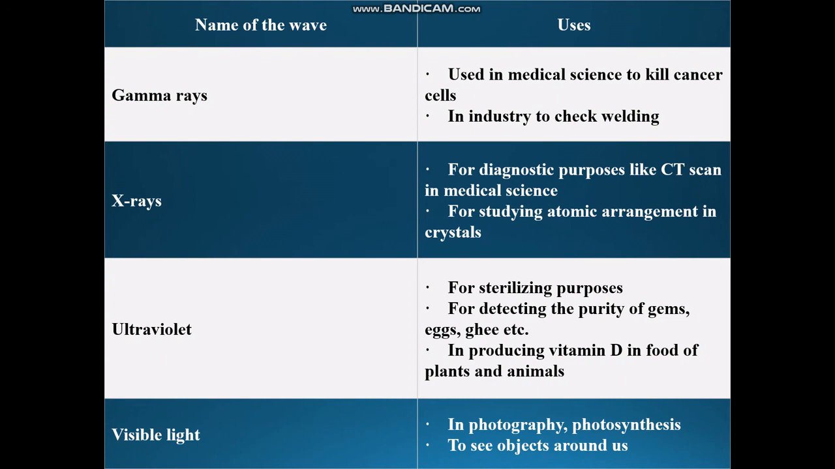Ultraviolet for sterilizing purposes, for detecting the purity of gems, eggs, ghee, etc., and in producing vitamin D in the body of plants and animals. Now visible light in photography, photosynthesis, and to see objects around us.